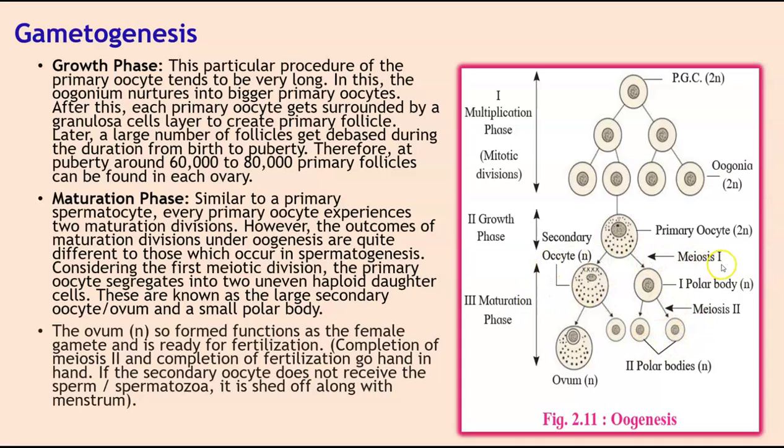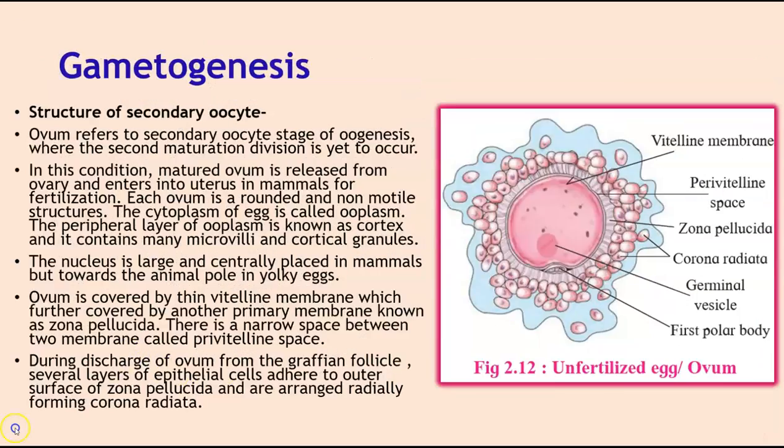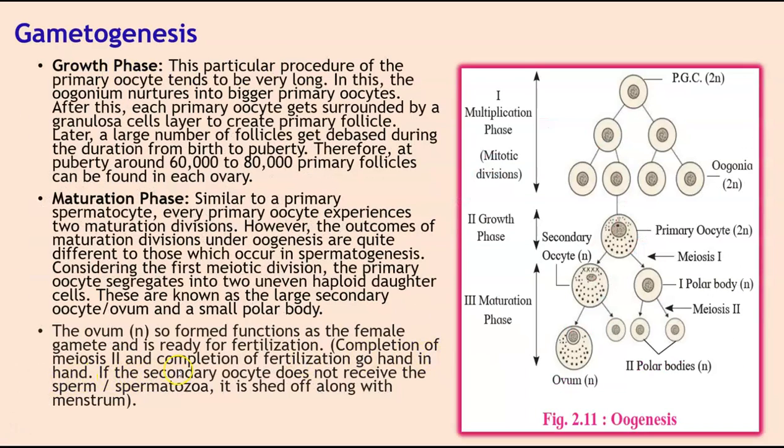So this is your first meiosis. And then this is your second meiosis, where you have a large ovum and two polar bodies that are formed. The ovum so formed functions as the female gamete and it is ready for fertilization. Completion of meiosis 2 and completion of fertilization go hand in hand. If the secondary oocyte does not receive the sperm or the spermatozoa, it is shed off along with the menstrual flow.